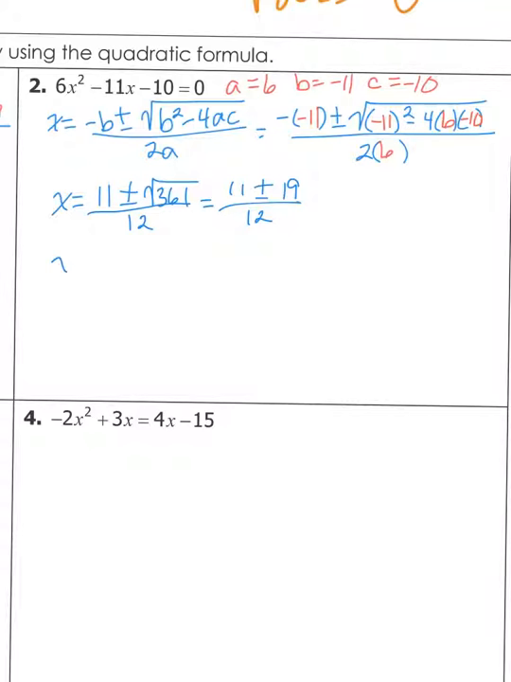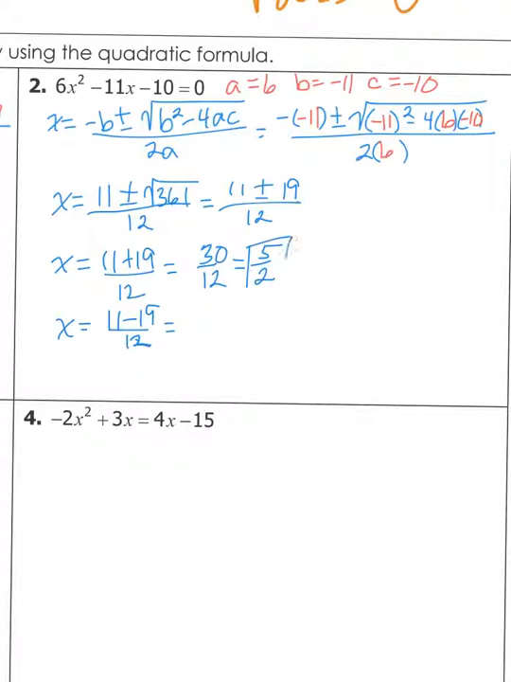So we can figure out that answer by splitting up the work. So we've got 11 plus 19 divided by 12, and 11 minus 19 divided by 12. So on this one I get 30 divided by 12, which reduces to 5/2. So there is one answer.